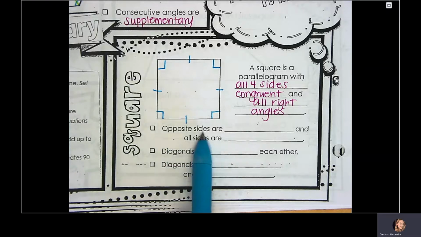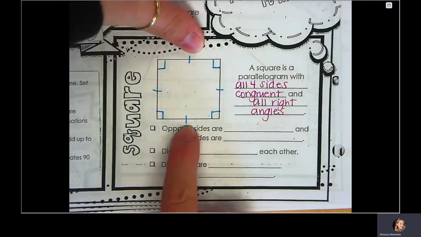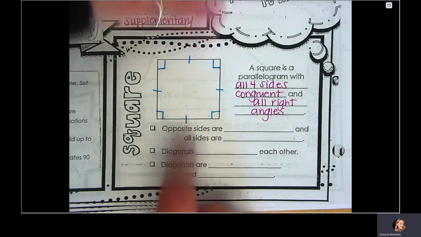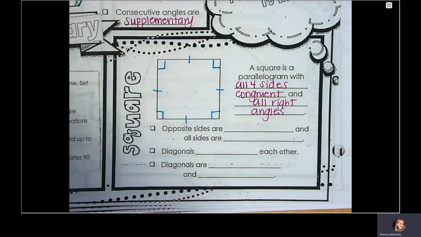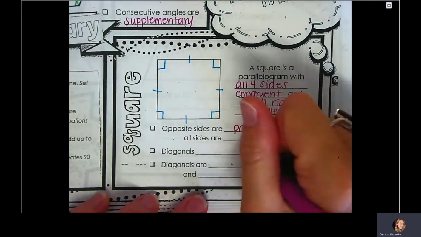Okay. Opposite sides. So if you go across, these two sides are what? What do you know about these two sides? The top and the bottom. It's not a trick. What do you know about the two of them? Are they the same or different? They're the same, so they're congruent. And are these two sides ever going to touch each other? At the top and at the bottom? Nope. So what is that called if they're never going to intersect? Parallel. Very good. So opposite sides are parallel. And all sides are congruent.